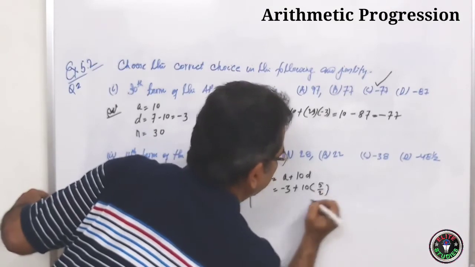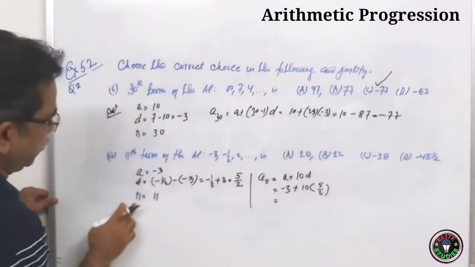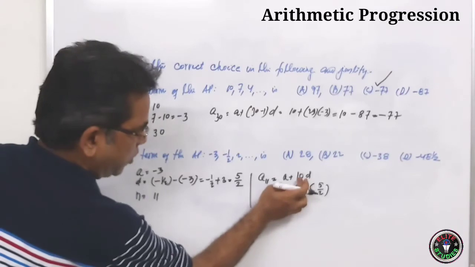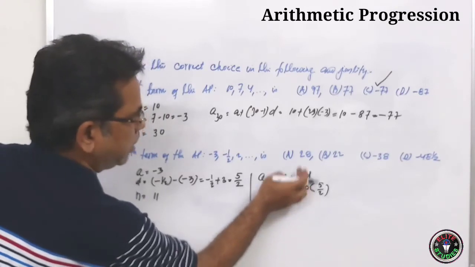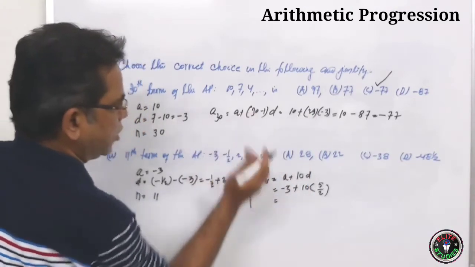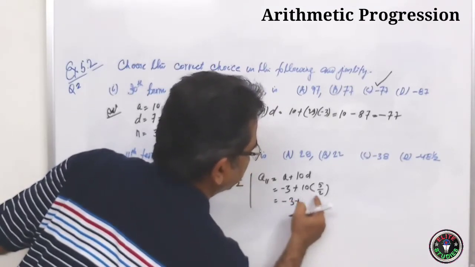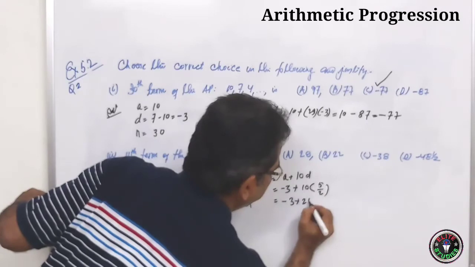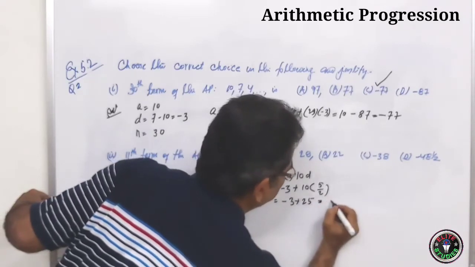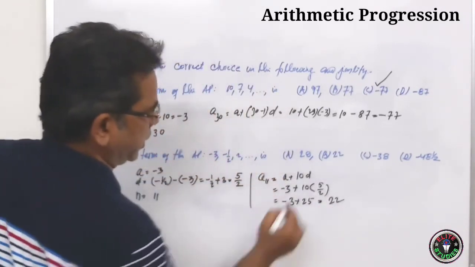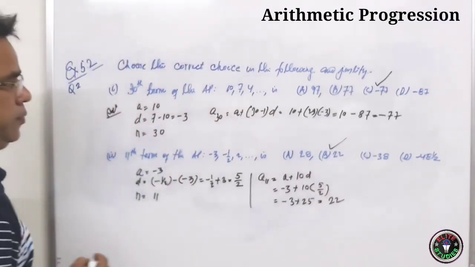So you might be thinking, why we have used 11? Actually, we have used 11 here. 11 minus 1, 10. Okay. You see here, 30 minus 1. So it is minus 3 plus 2 5 is 10, isn't it? 2 5 is 25. So it is equal to 25 minus 3, 22. So this is the answer.